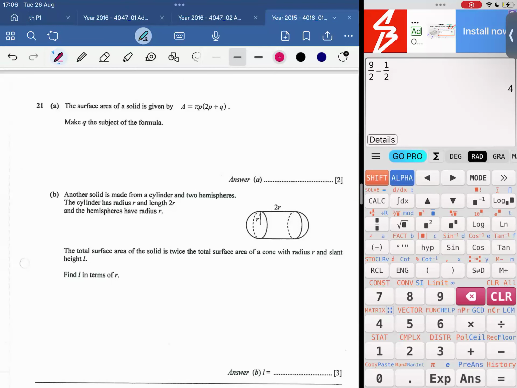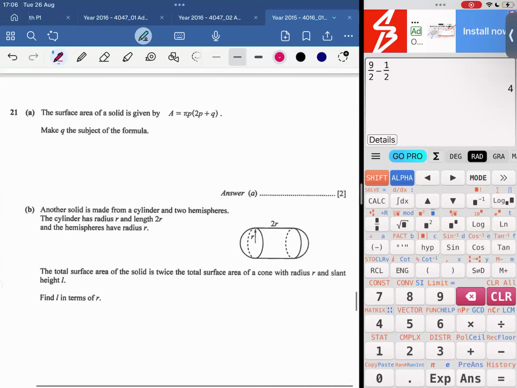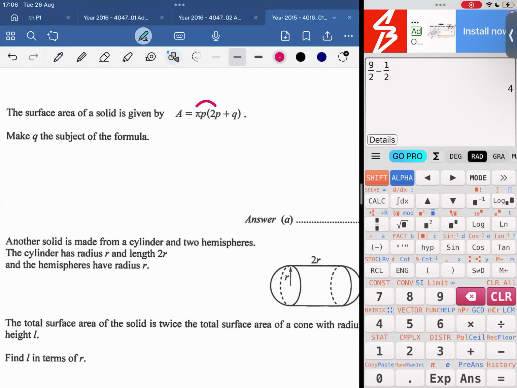Okay, question 21, 2015. We're still looking at 2015. If most of you were okay with part A, I'm just going to quickly go through part A. For this kind of question, making the subject, always open it up first. So this is 2 pi p square and pi pq. Usually I like to put them in alphabetical order so that I know how to check. Like A, B, C, I don't put C, A, B or B, C, A, so I don't confuse myself.